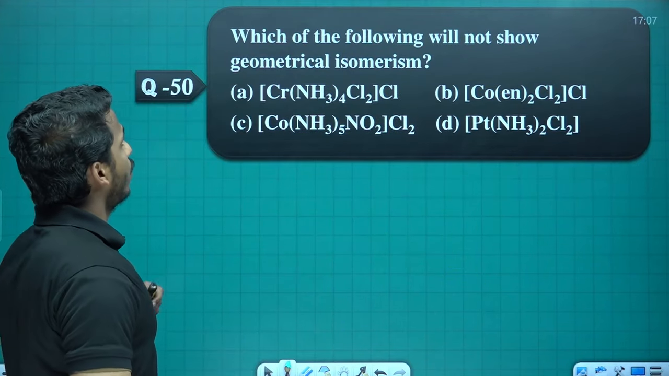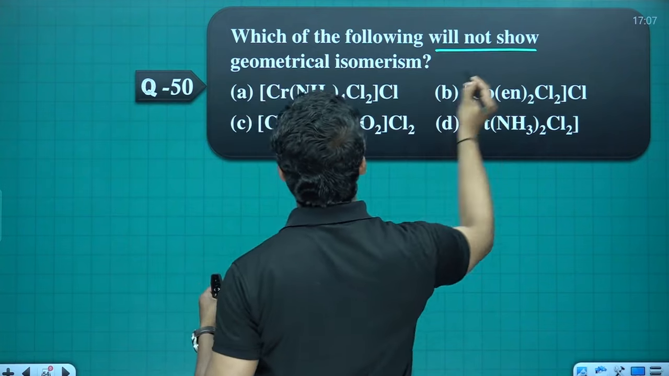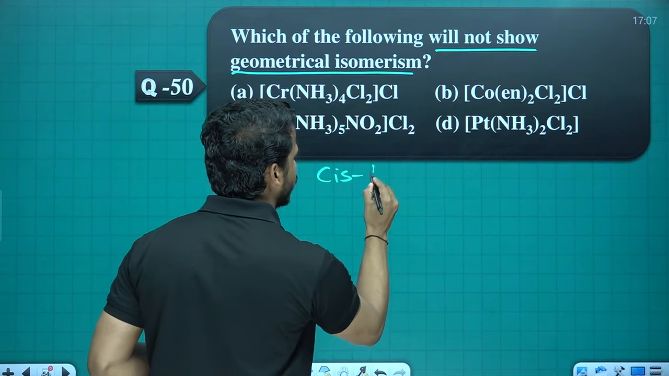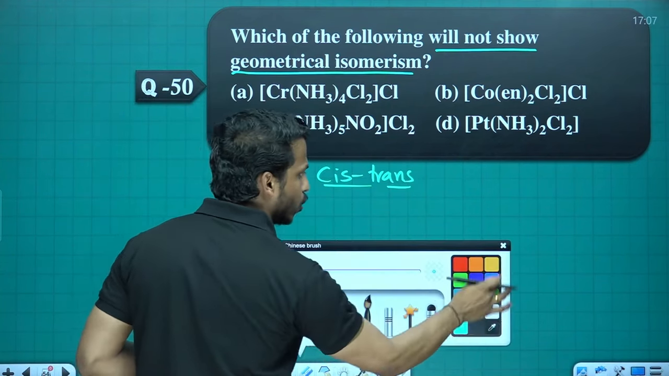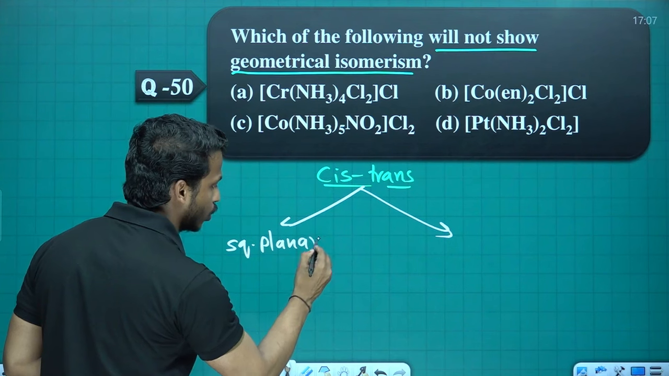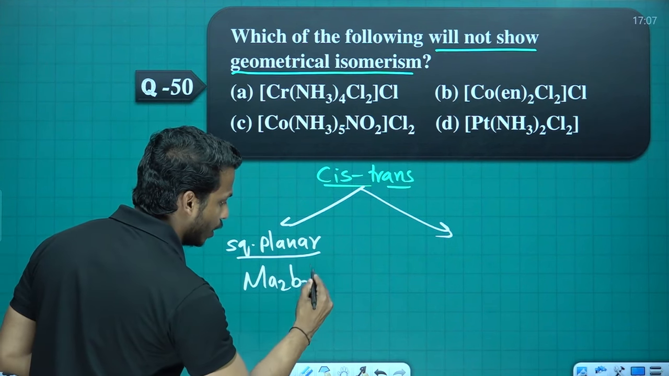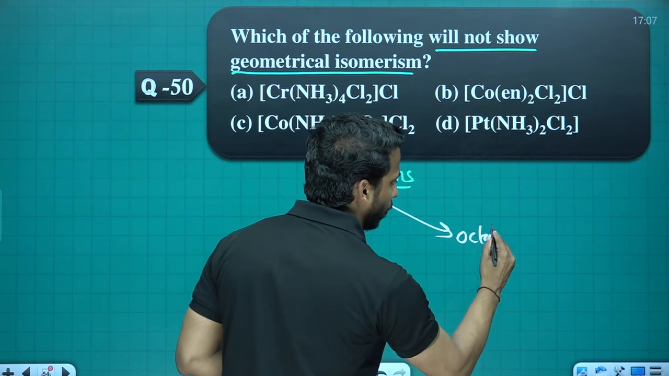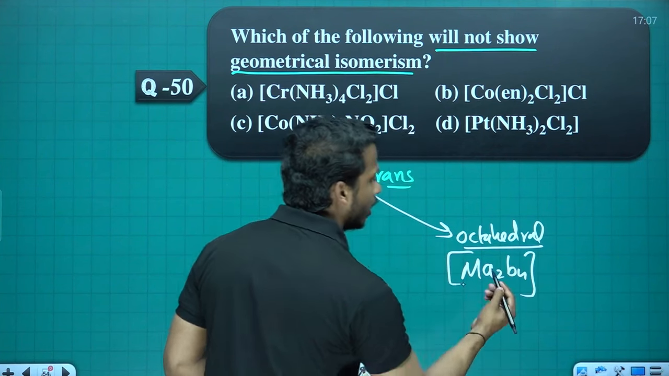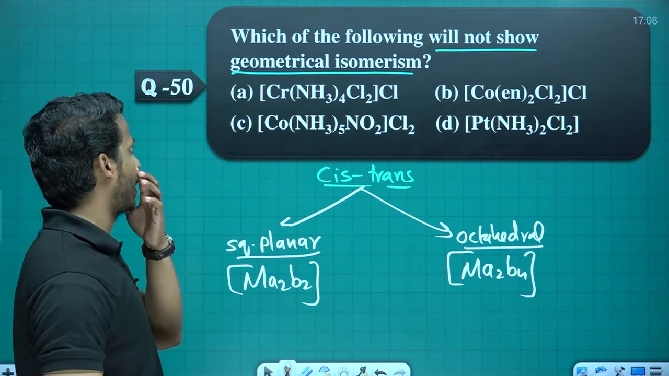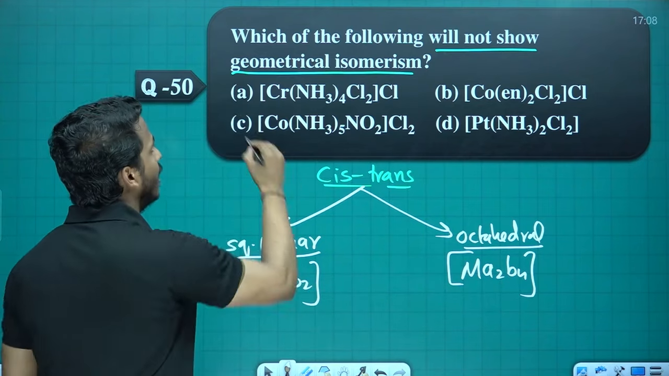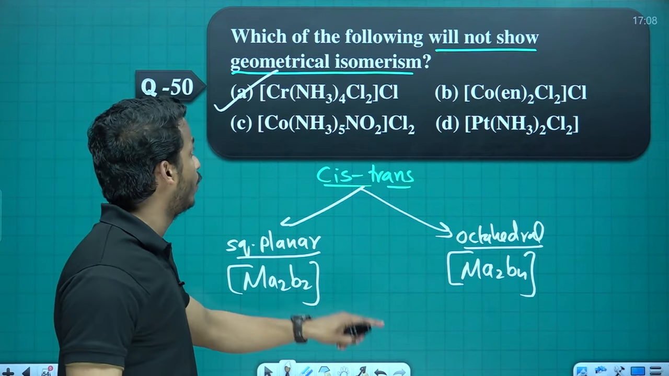Check it all. Which of the following will not show geometrical isomerism? What is geometrical isomerism? Cis-trans isomerism. Correct, my dear? Cis-trans isomerism is given by 2 complexes. Please note all. Square planar complexes will show it with the type Ma2B2, whereas octahedral complexes with the type Ma2B4 can show cis-trans isomerism or geometrical isomerism. You check it. This is Ma4B2 or Ma2B4 type. Yes, this will show. But which is the one which does not show?